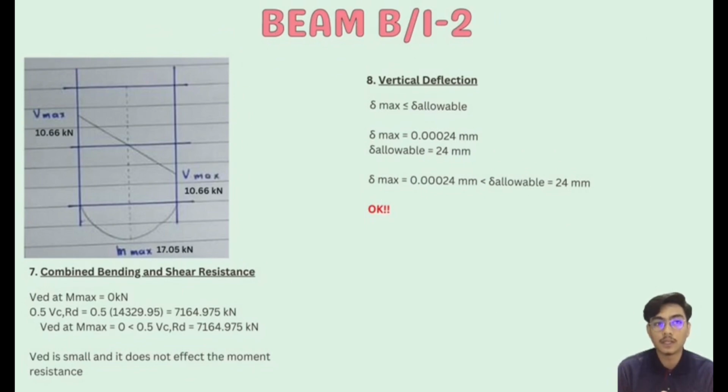Okay, the last step is vertical deflection. Is delta max less than delta allowable? For delta max, it is equal to 0.0024 millimeter, and for delta allowable it is equal to 24 millimeter. That means delta max equal to 0.0024 millimeter is less than delta allowable equal to 24 millimeter. It means okay. Okay, that's all for this presentation. I will pass to the next presenter.